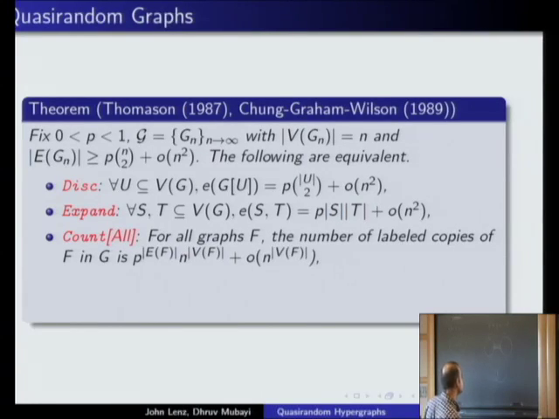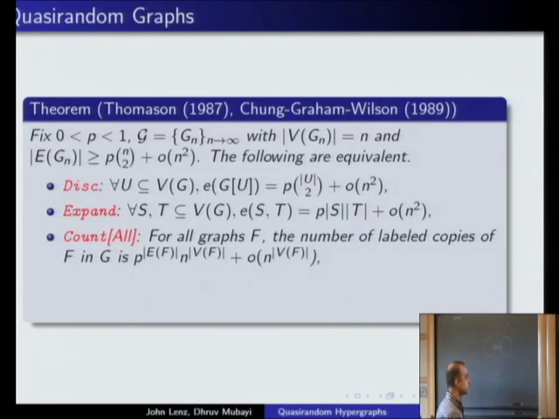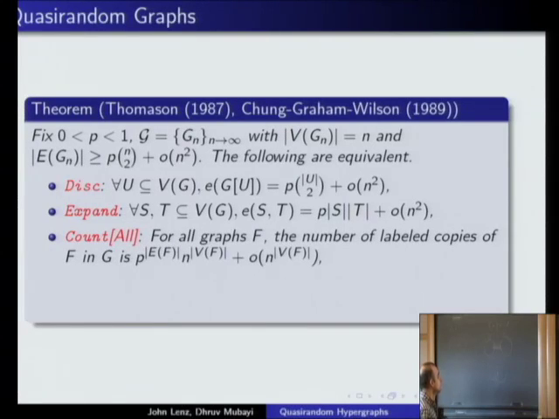So fix a graph F, the Petersen graph, any graph you want, and you're counting the number of labeled copies. So this is the number of edge-preserving injections. Actually, they don't have to be, it could be homomorphisms because the density is constant. But you're just looking at copies of F inside G. If G was random, then that would be the number, right? You map the vertices, n choices, n minus 1, n minus 2, so asymptotically n to the number of vertices, and then all the edges have to be present, and then there's an error term. Okay, so that property is going to be called count all.